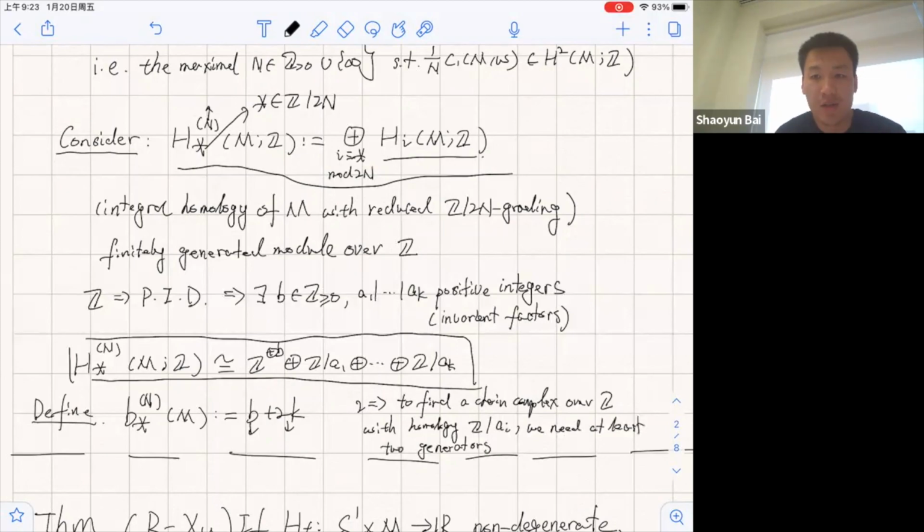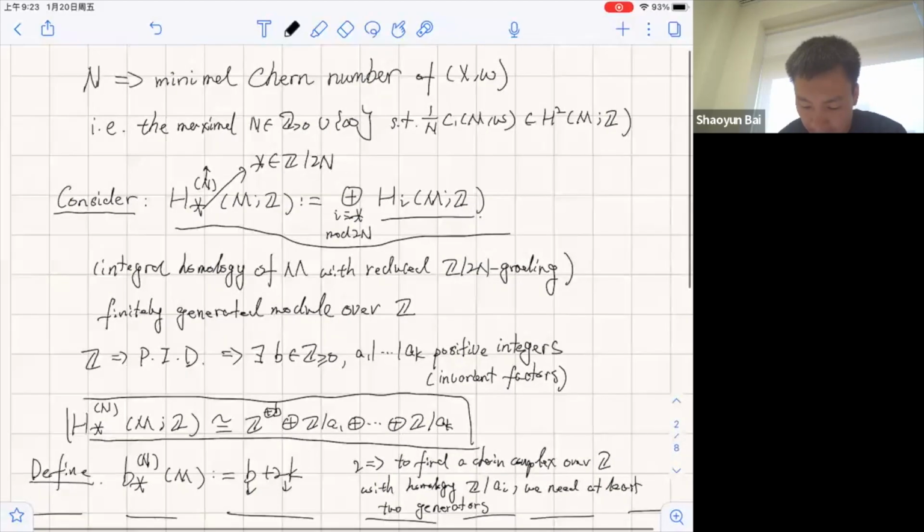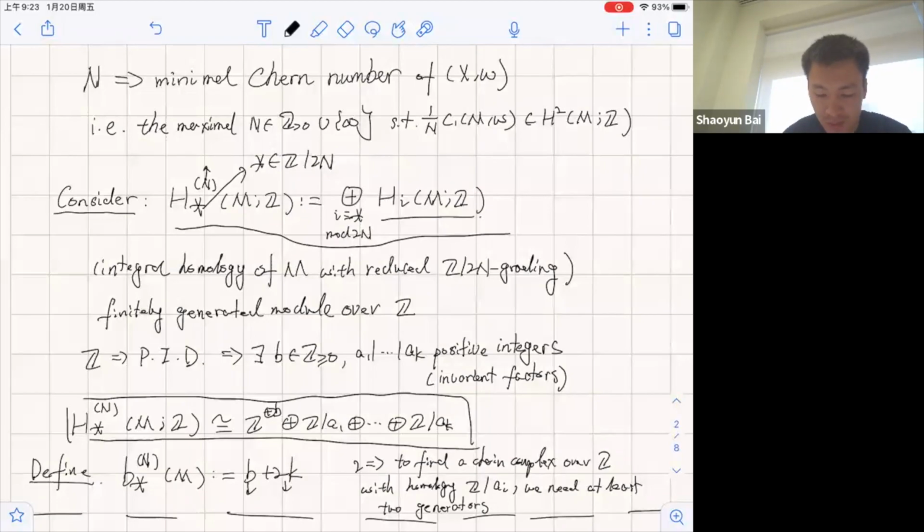So that's why each torsion part should contribute 2 to our count here. Okay, so I've defined this Z mod 2n reduced version of integral homology, in the sense of collapsing the gradings. And from each of these homology groups, we define some kind of numerical invariants taking account of both the free part and the torsion part.